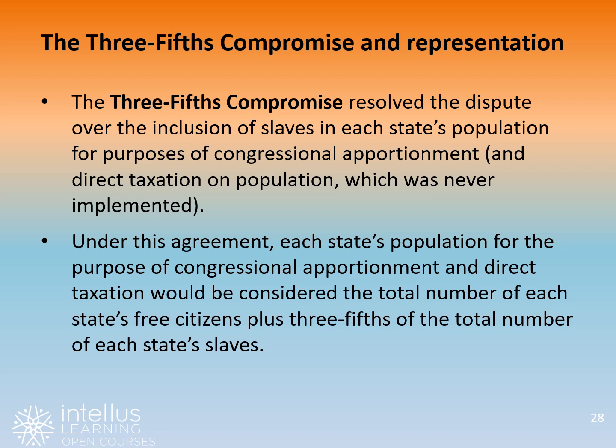So the 3/5 Compromise resolved the dispute over the inclusion of slaves in each state's population for the purposes of congressional apportionment. Under this agreement, each state's population would be considered the total number of each state's free citizens plus 3/5 of the total number of each state's slaves.